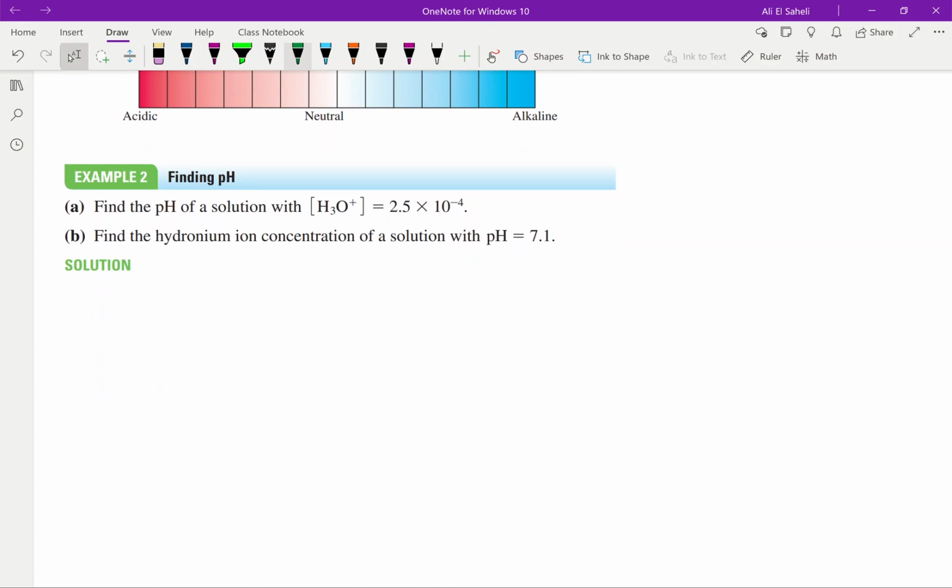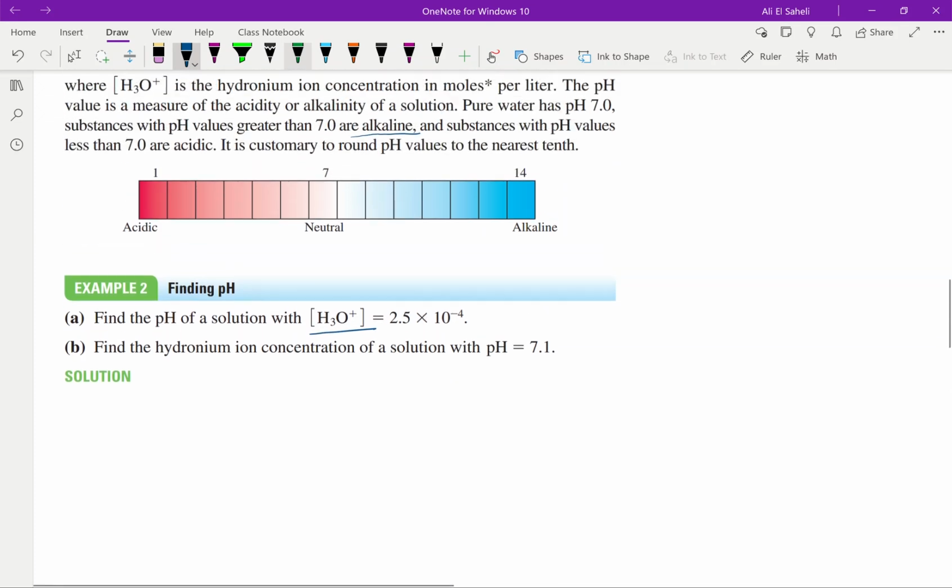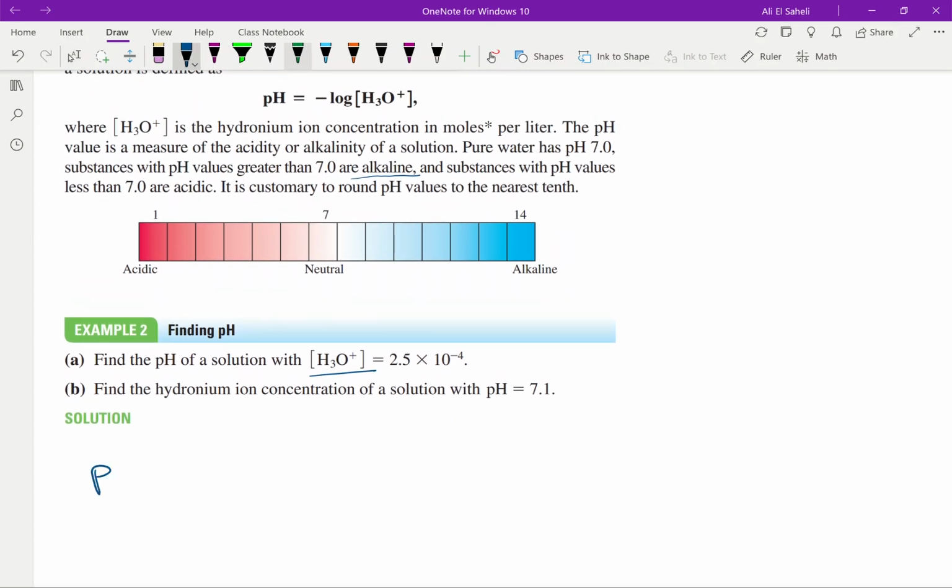Find the pH of a solution with hydronium ion concentration equal to 2.5 times 10 to the power minus 4. That's simply an application of the formula. Minus log, this is base 10. If there is no base, it means the base is 10. Minus log of 2.5 times 10 to the power minus 4.